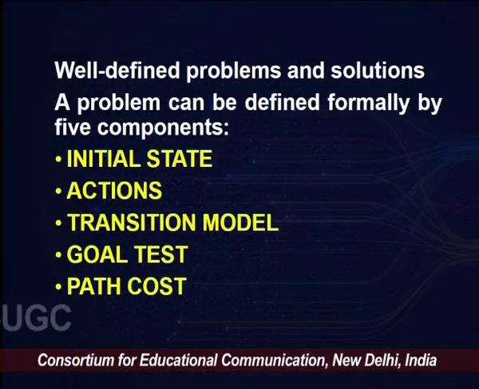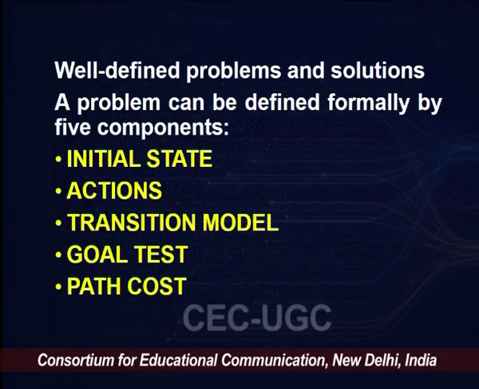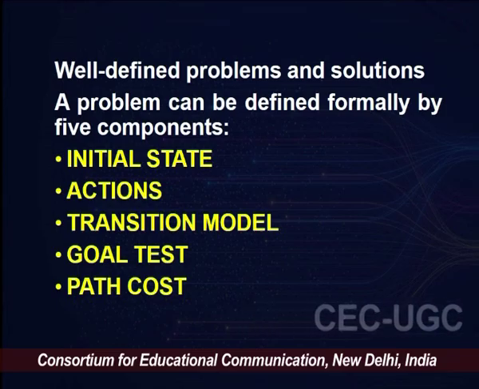So, initial state is where your agent is starting from. Actions you all understand, that is how the state is going to be changed by a particular movement or something of that sort. Transition model is what the current state is, what action we are going to take, and what is going to be the next state. So, let us say we are at A, we are going to move to B, and then finally your current state will be B.